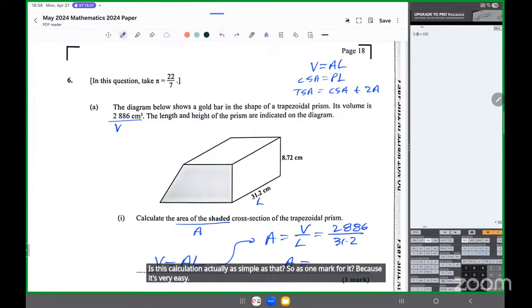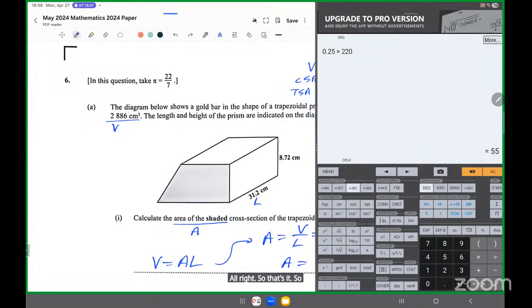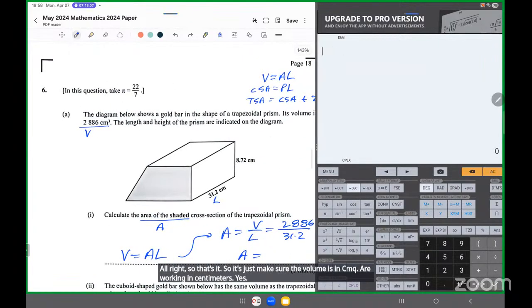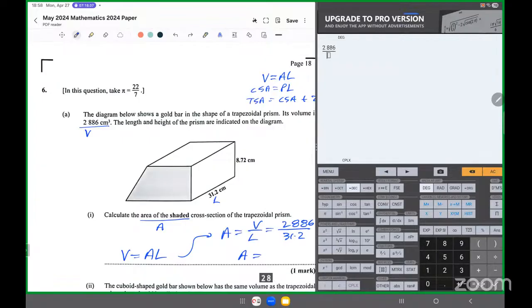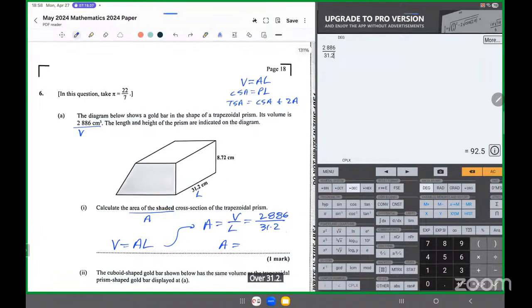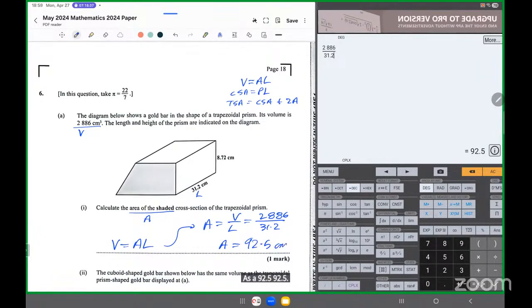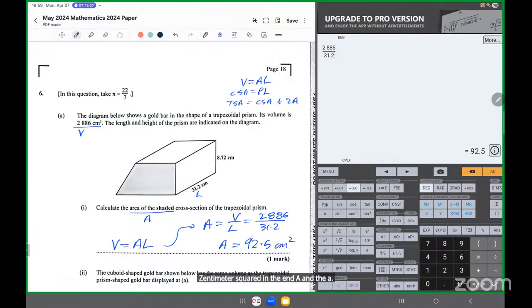All right, so make sure the volume is in cm cubed. I'm working in centimeters, so the area is going to be in centimeters squared. So it's 2886 over 31.2. That's 92.5 centimeters squared. That is the end area, the A, the cross-section area.